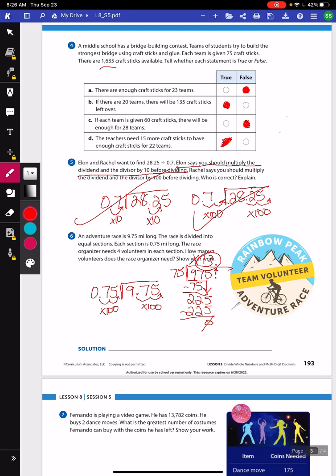Now, if I take that, so the race organizer needs 4 volunteers in each section. So if I say 13 times 4, 4 times 3 is 12, so I keep my 2, carry my 1. 4 times 1 plus 1 is 5. So they need 52 volunteers.